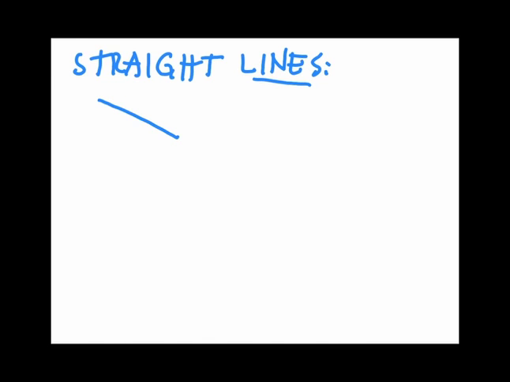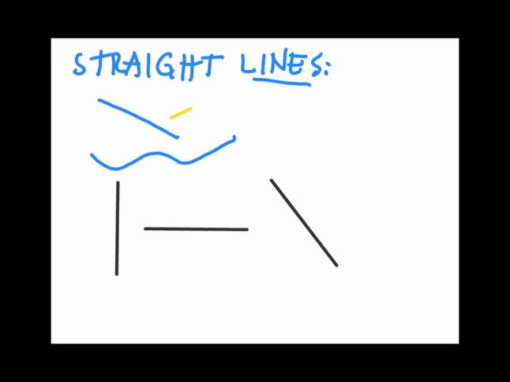Straight lines have no curve in it. This is not a straight line. Of course, this is a straight line. A line can be vertical, it can be horizontal, it can be sloping downward or sloping upward.